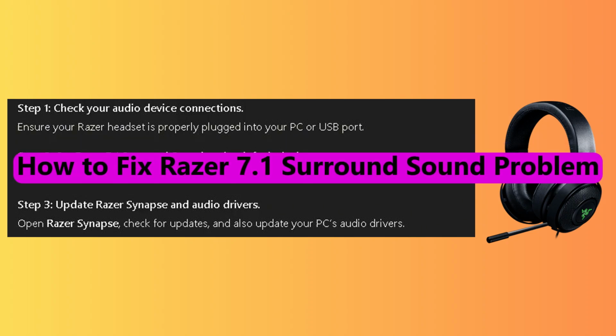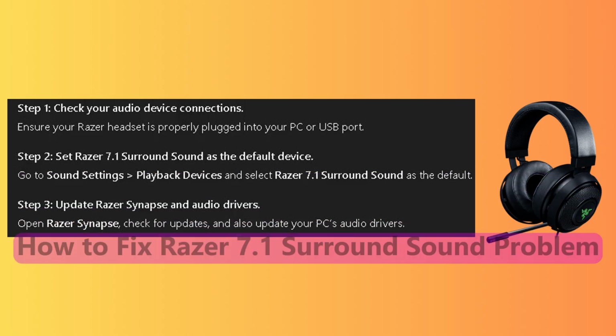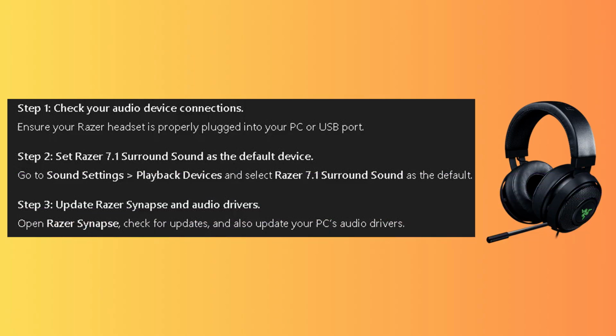In this video you will learn how to fix the Razer 7.1 surround sound problem. Check your audio device connection. Ensure the Razer headset is properly plugged into your PC or USB port.